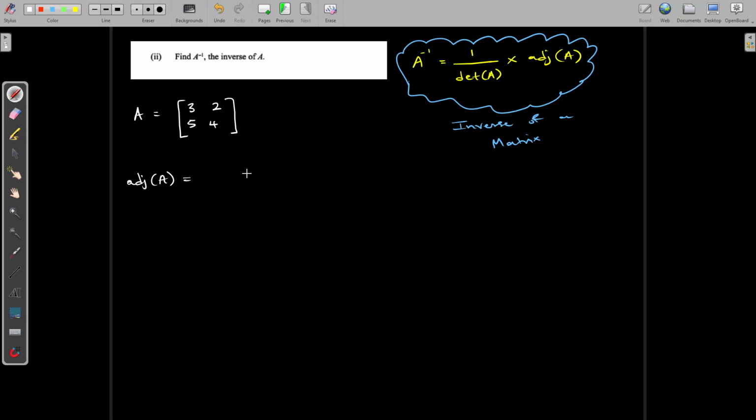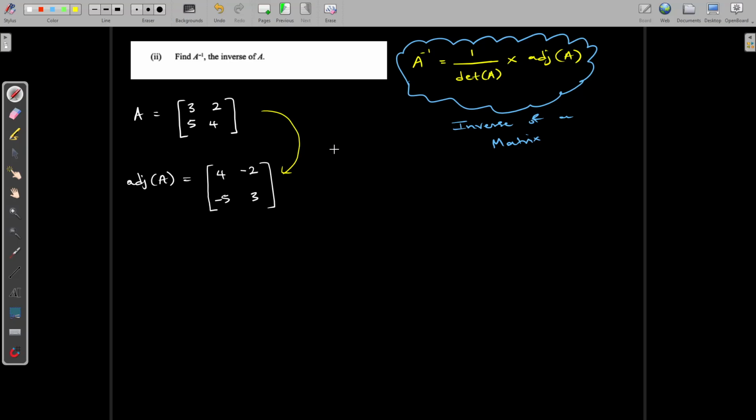What would be the adjoint of A? Would it be 4, 5, and 3? Go again, 4, -5, and 3. So to get the adjoint, we switch the elements in the leading diagonal and we change the signs of the elements in the non-leading. Sir, yes? So why did you never put negative for the 4?